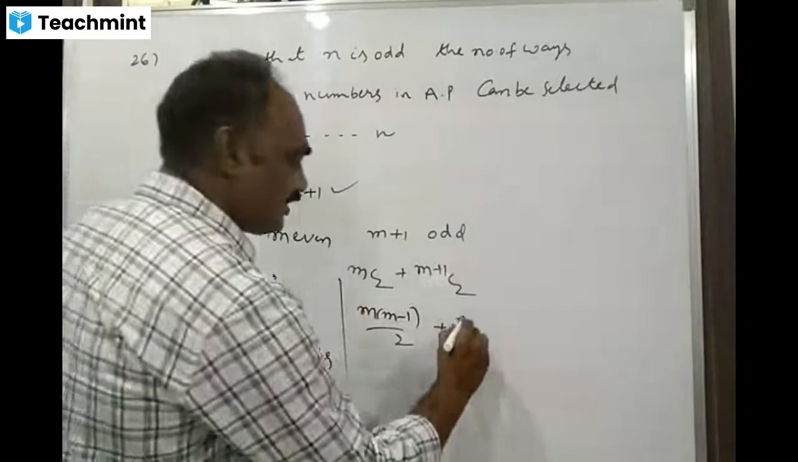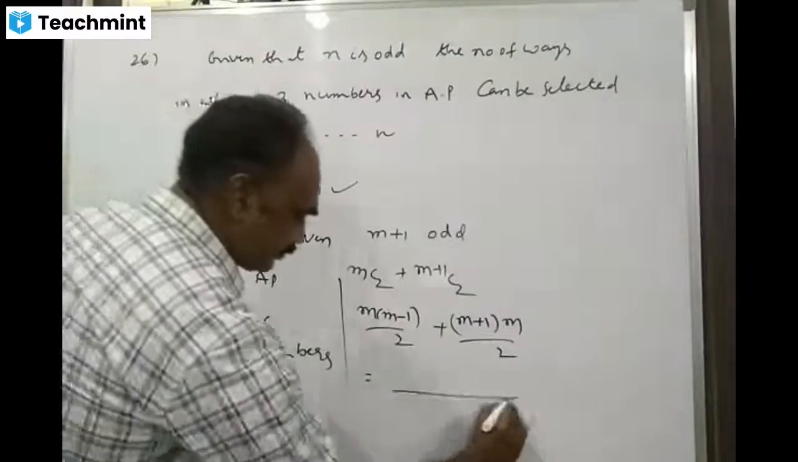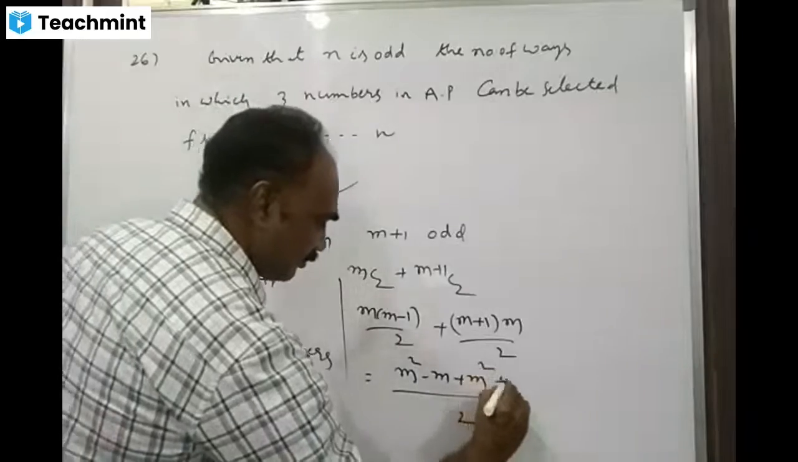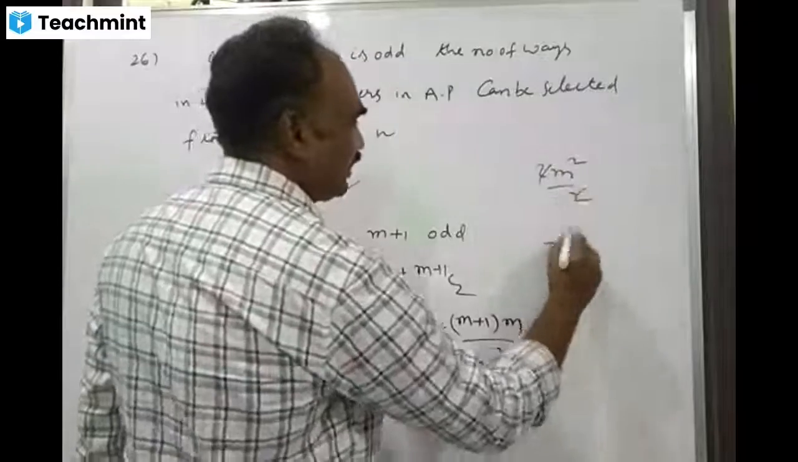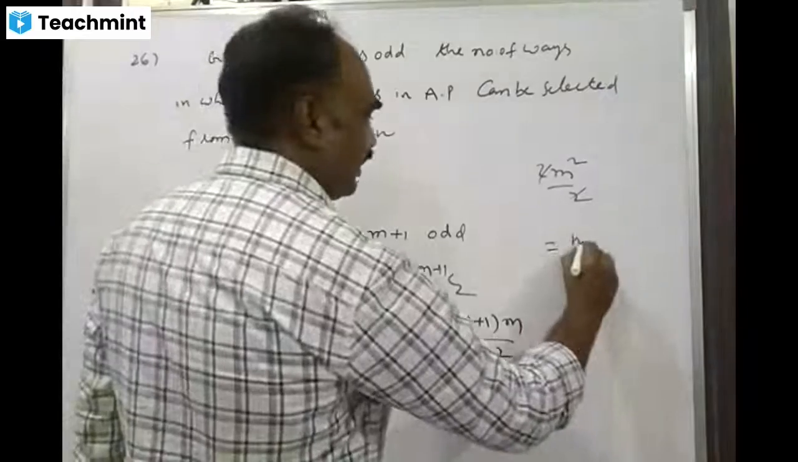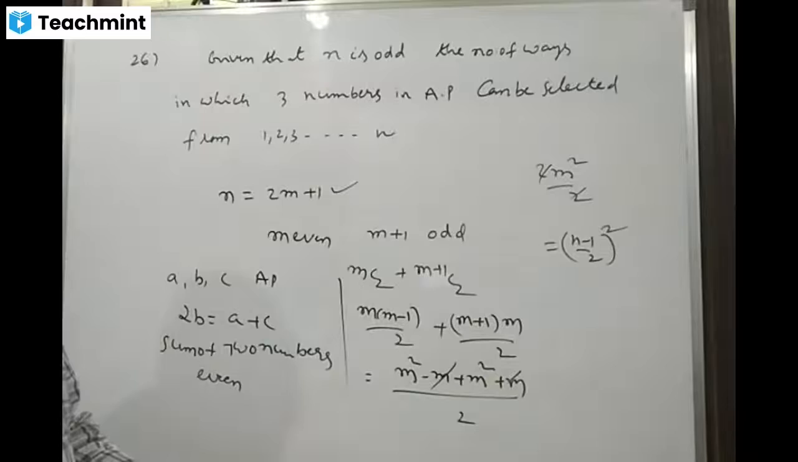Friends, m plus 1 C2 is equal to m plus 1 into m by 2. So here the LCM is 2. So here m square minus m plus m square plus m. So minus m plus m get cancelled. 2m square by 2, so here the 2s get cancelled. m square. Friends, m is equal to n minus 1 by 2, so n minus 1 by 2 whole square. This is the answer. Answer: n minus 1 whole square by 4.